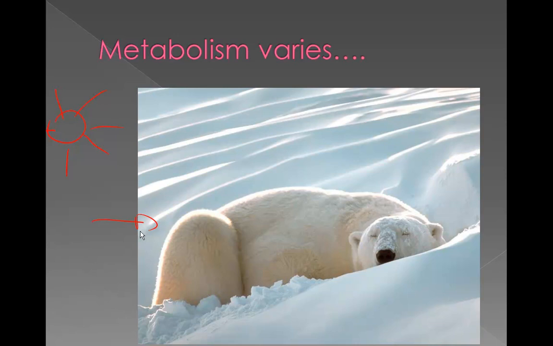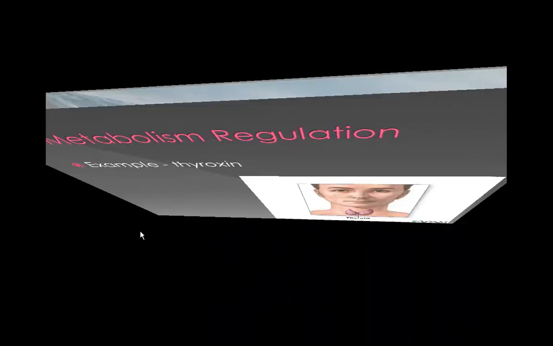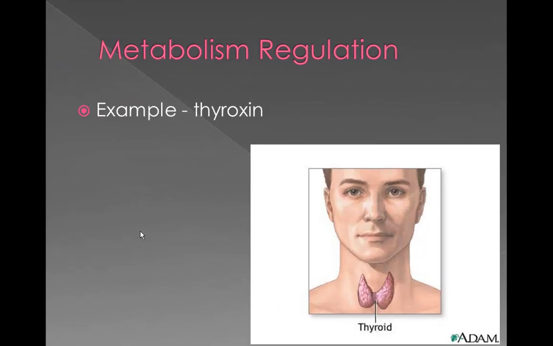Our metabolism changes by time of day, time of year. So, one specific example of metabolic regulation is a hormone, as we said at the beginning, made by this butterfly-shaped gland sitting on top of our trachea. If we put our hand on our throat right now, right where our Adam's apple or voice box is, on the surface, it's flat, it sits right there.